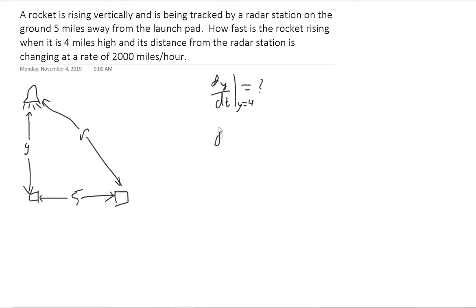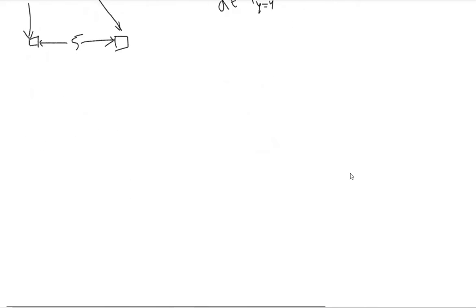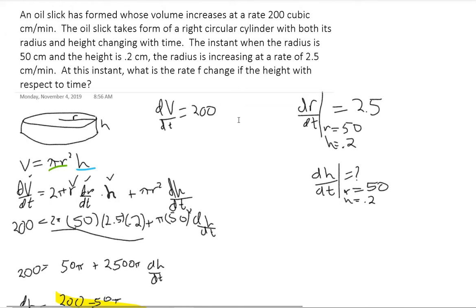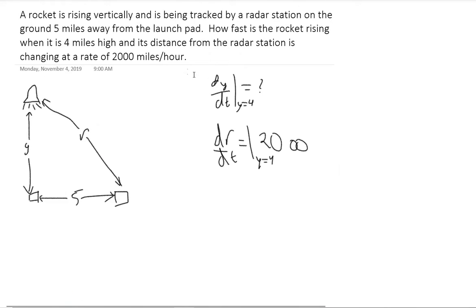And dr/dt is equal to 2,000. And that's at the same instant when y equals 4. Okay, this is the information we're given, and you notice it's actually a lot less information than in this cylinder question. Look how much I had over here. I think the reason is maybe because this is a two-dimensional problem, and the equations are a lot smaller, easier to deal with. Anyway, let's get into this.